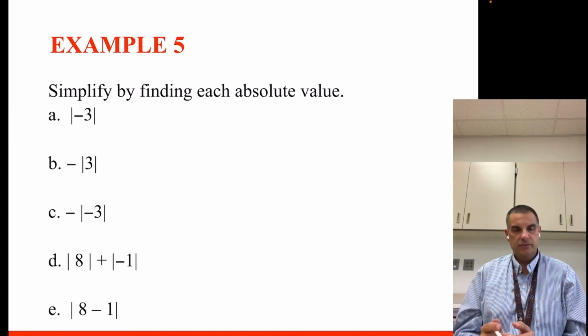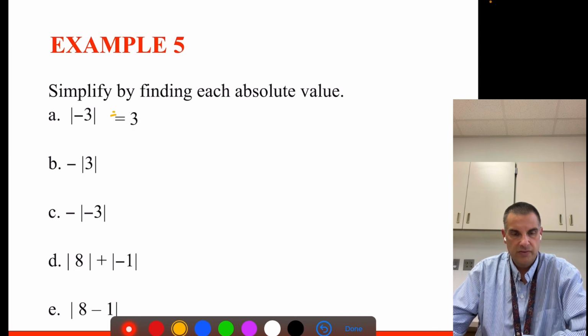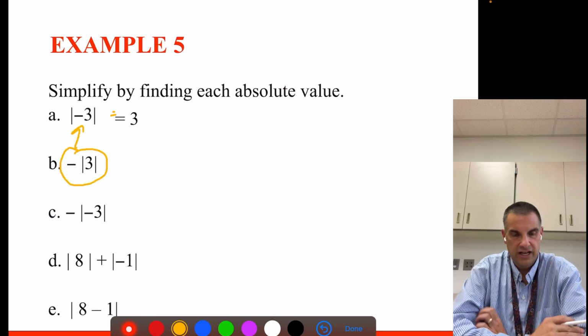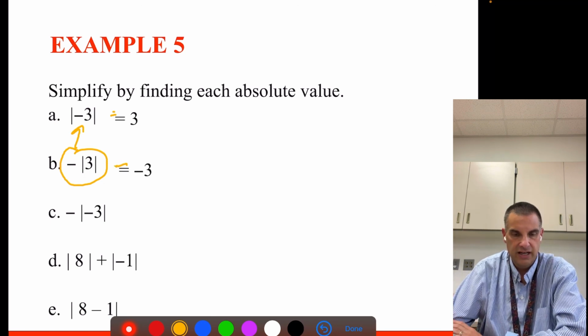So the absolute value of -3. Well, the absolute value of -3 is 3 units away from zero. So the absolute value of -3 is 3. Now notice the difference between these two, where that negative symbol is. That negative symbol is on the outside, so it has to stay. So the negative of the absolute value of -3 is -3.